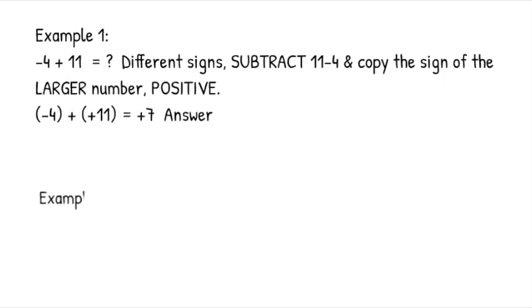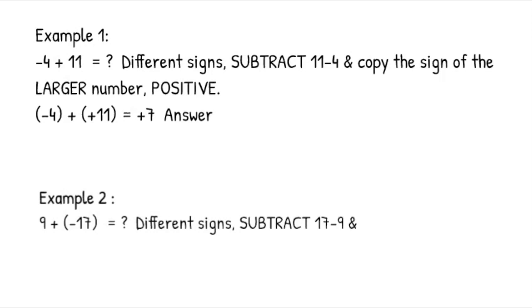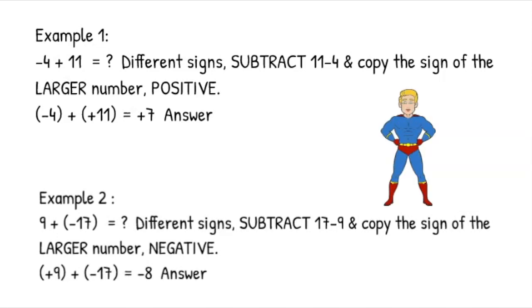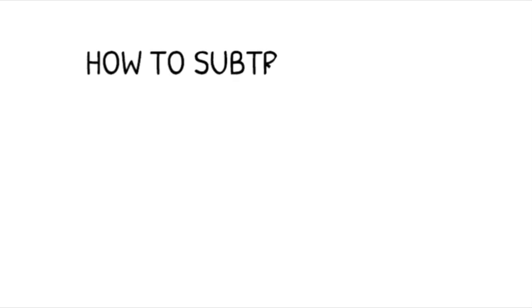Example 2. 9 plus negative 17. Again, both numbers have different signs. The procedure then is to subtract 9 from 17, and the difference is 8. The sign of the larger number 17 is negative. Therefore, the difference is negative 8. We are done with addition. We can now continue to subtraction of integers.